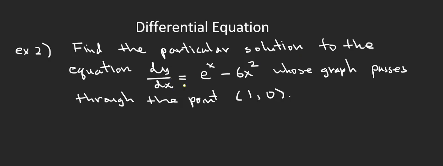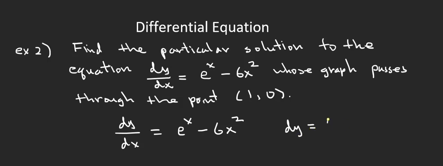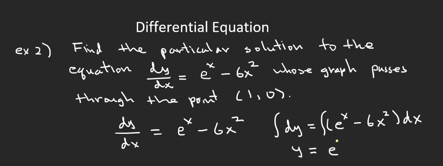So let's start with dy over dx. Now, again, when you want to solve this for y, you want to move dx to the other side, so you get dy is the quantity e to the x minus 6x squared dx. And you want to find the integral of both sides. So what is y? y is going to be e to the x minus 2x cubed plus c.